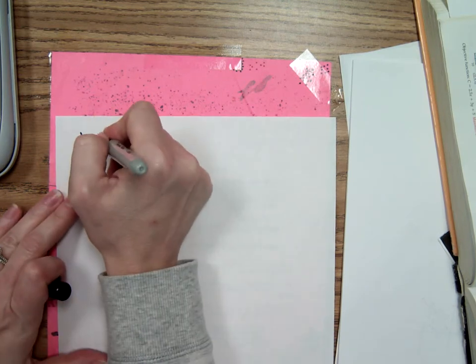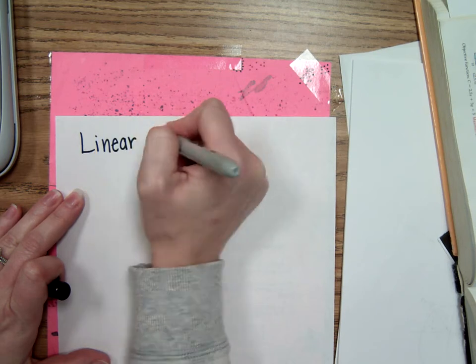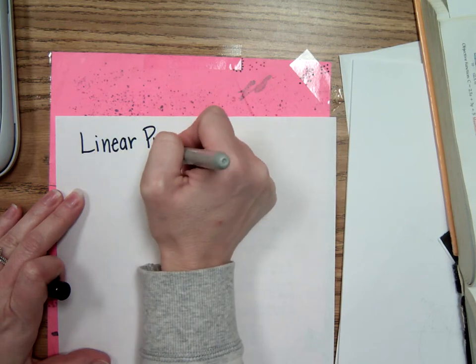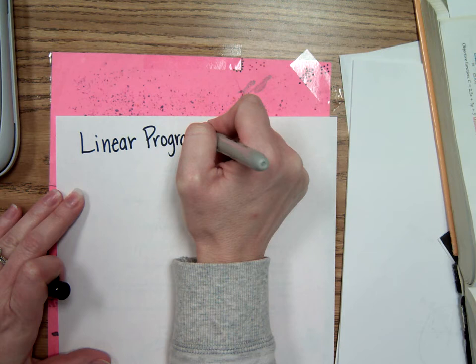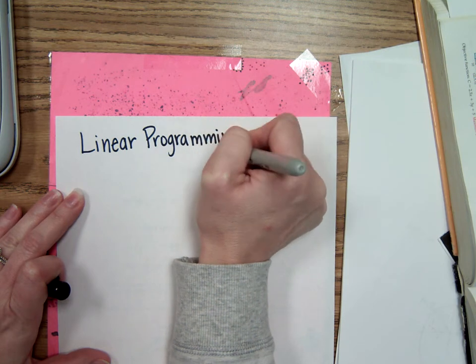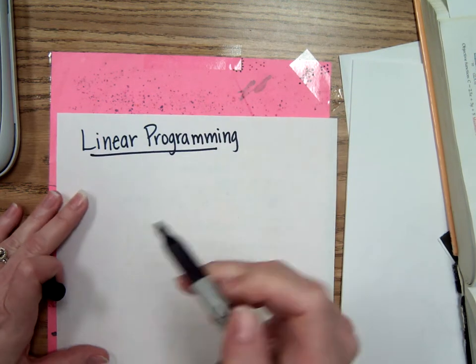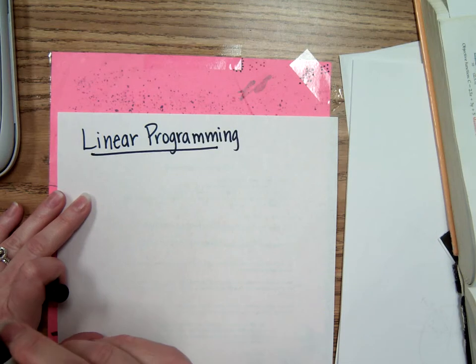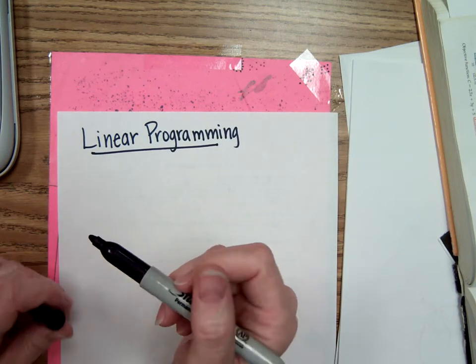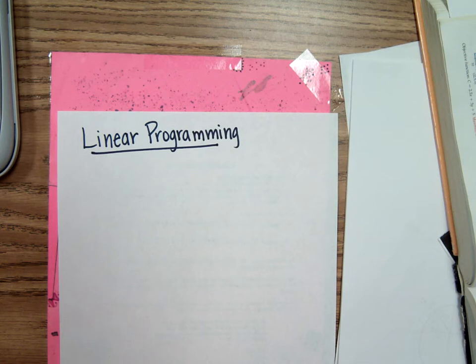All right, let's talk about linear programming. Which is lines, a bunch of lines. No circles or ellipses.